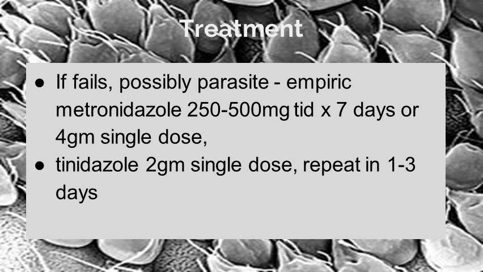So say you go through your algorithm, you give your patients first or even second-line antibiotics in addition to some medication for symptomatic control, and it doesn't work. Then that's when you need to consider that it could be a parasite. So maybe you're giving medications that aren't doing anything at all for what is actually causing your infection. If that fails, you don't even really need to test, but you could get those ova and parasite stool studies, or you could even just give empiric metronidazole, 250 to 500 milligrams 3 times a day for 7 days, or even 4 grams as a single dose. Tinidazole is another medication that you could use, 2 grams as a single dose, and you can repeat again in 1 to 3 days.